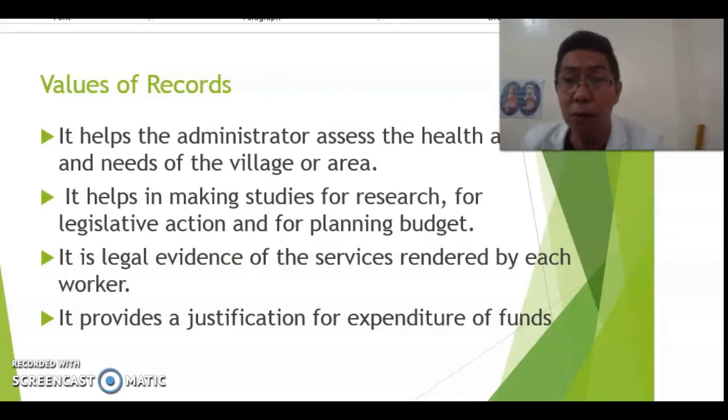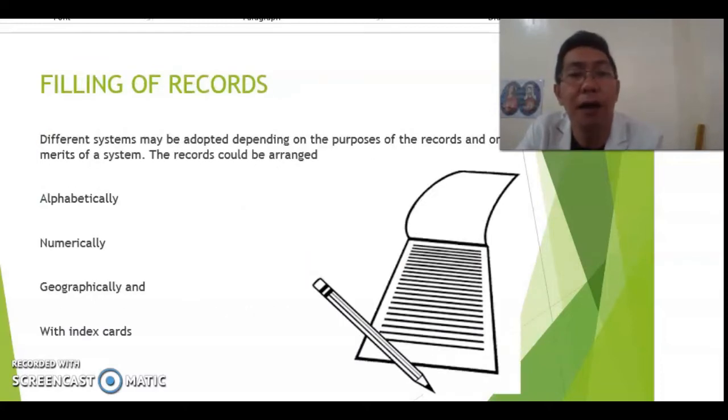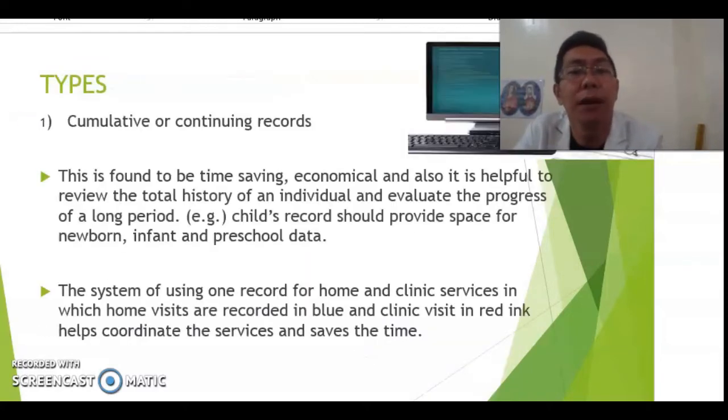And of course, since we are talking about budget, records will always provide us justification for expenditure of funds, because nurses also have to record what has been spent, what they have spent during the entirety of the program. So, what are the types of records that we are talking about?